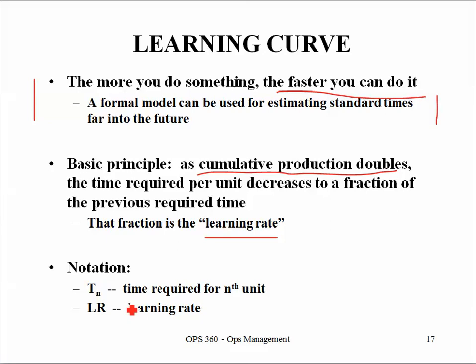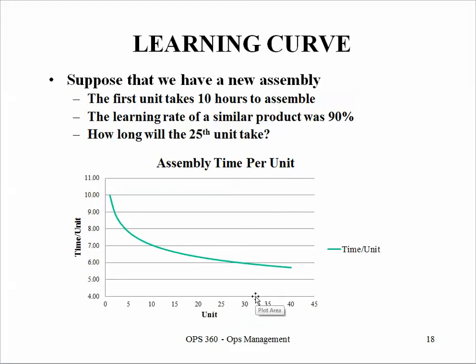So for our model here, let's just use a little notation. Big T with a subscript of n, that's the time required to make the nth unit, and I'll let LR be the learning rate, again that percentage, that fraction. So suppose that we've got a new assembly. It takes 10 hours to assemble the first unit. The learning rate of a similar product was 90%, so we're going to use that on our new assembly as an estimate of the learning rate. How long is it going to take to make the 25th unit?